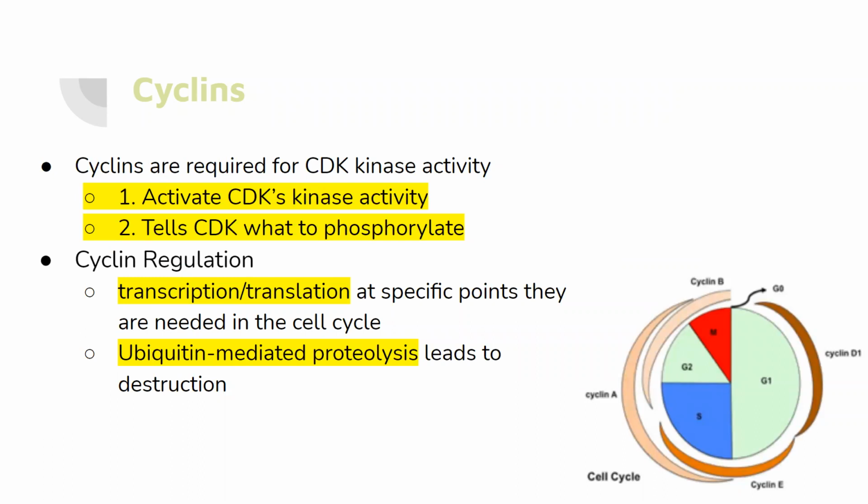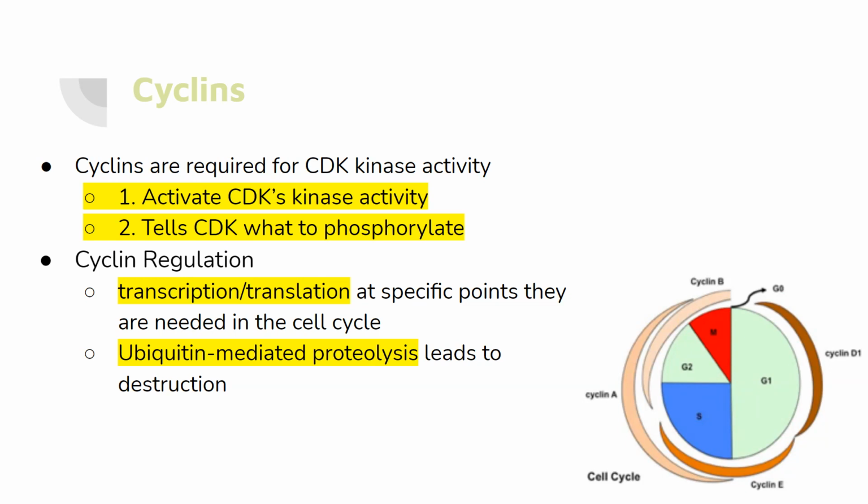Yeah, so like we mentioned, cyclins are required for CDK kinase activity. They activate CDK's kinase activity and also tell CDK what to phosphorylate. So you'll notice throughout future lectures and next week's material that there's M cyclin, there's S cyclin. They're specific to certain things that CDKs need to phosphorylate. The cyclin regulation involves transcription and translation at specific points that they're needed in the cell cycle. This is how they're formed when they're needed.